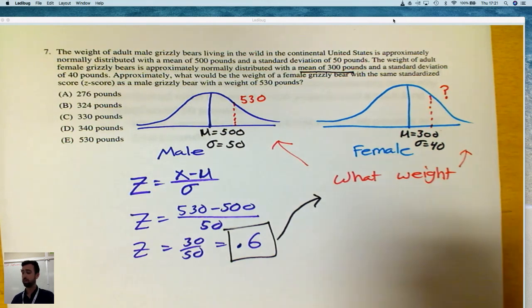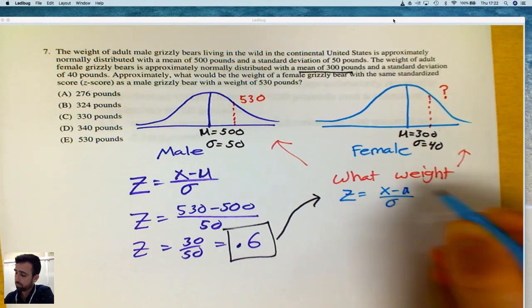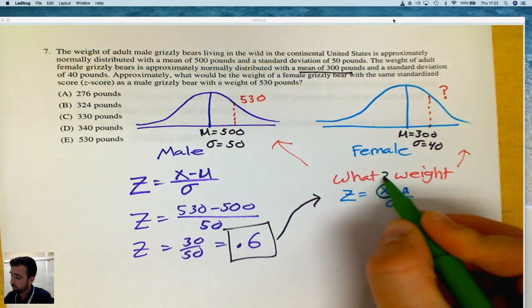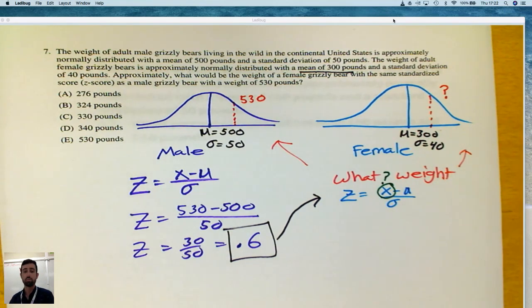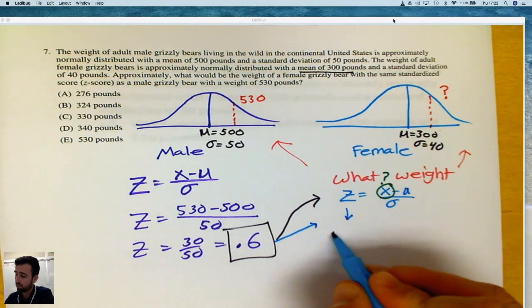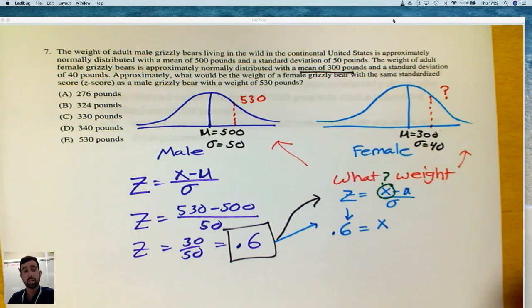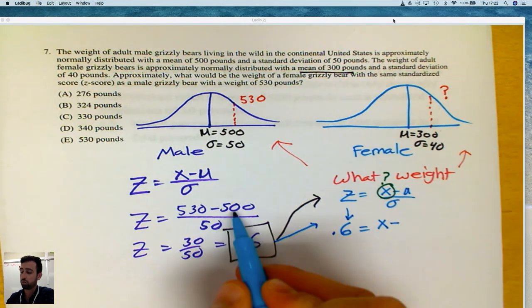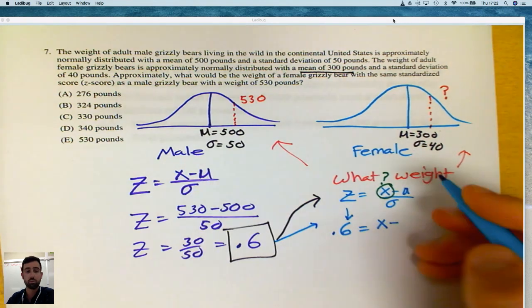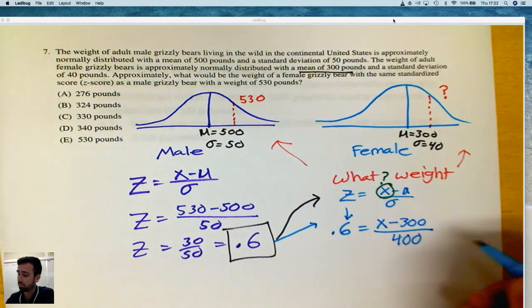Now remember, the female, again, the same z-score, but this time, the unknown is this part right here. This is what we're trying to find. Everything else we do know, though. We know the z-score is going to be the same as this one over here, so 0.6. We don't know what weight is going to get us a z-score of 0.6. We subtract our average, which is not 500 because that was for the male. It's going to be 300 because that's for the female. And then we divide it by our standard deviation.